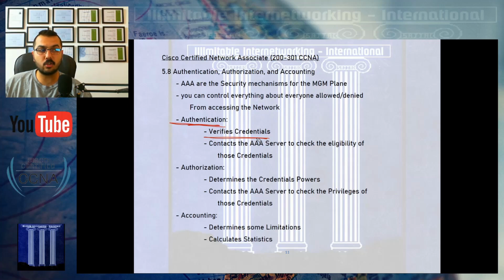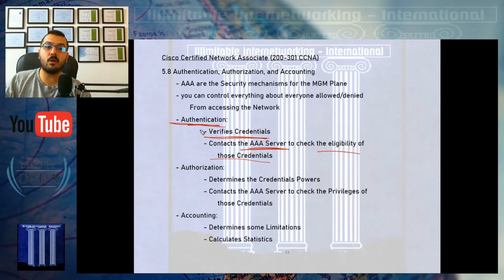Authentication verifies the credentials that you have, and this is about contacting the AAA server to check the eligibility of those credentials. Are they eligible to access this device or not? So authentication happens between the device that someone wants to access and the AAA server, asking those credentials, are they eligible or not? So the first A function on this AAA server is about either to authenticate those credentials to access the device or not. If they are not authenticated, then that's it. We are done. You are not allowed here. Not welcome. I'm really sorry, but try again. Maybe you will be granted in the future.